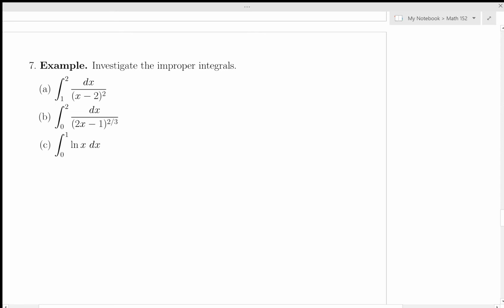Okay, so let's take a look at this first one, A. We're going to here look at the integral from 1 to 2 of dx over x minus 2 squared. So the first thing to do is look at the integrand and say, is there a problem with any of the x values between 1 and 2? Yes, there is. The problem is at 2. Okay. So we are going to then move the problem out into a limit.